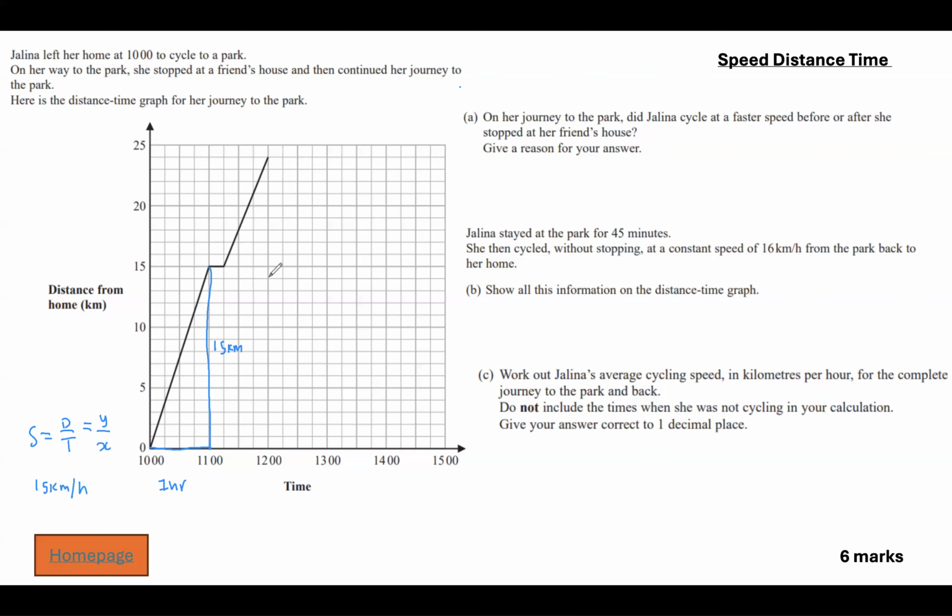In the second part of the journey, which might be a little bit trickier to work out, but we can still do this. So let's go ahead and find the gradient again. So each square, we've got 1, 2, 3, 4. So each square is 15 minutes, 15, 30, 45, 1 hour. So we've got 15, we've got 30, and we've got 45 minutes here.